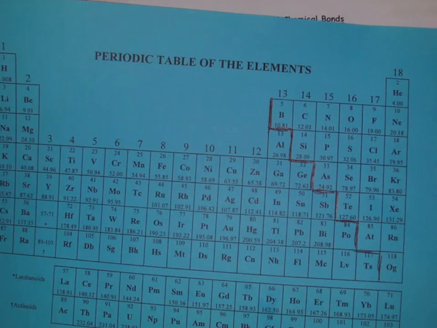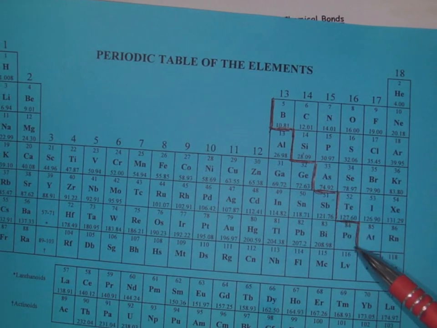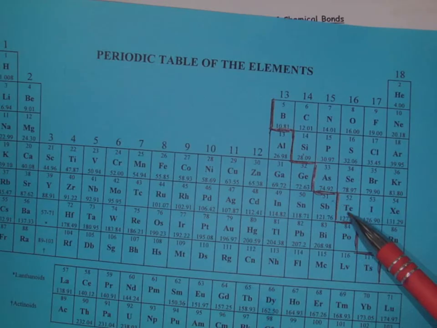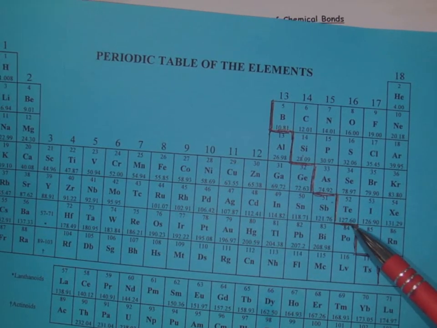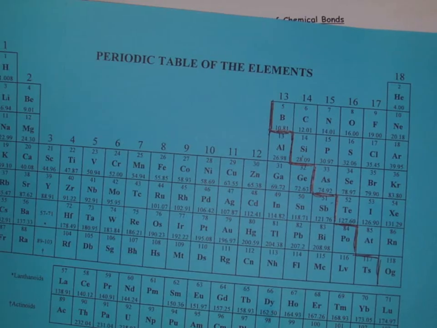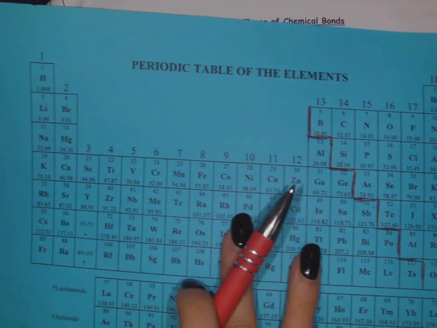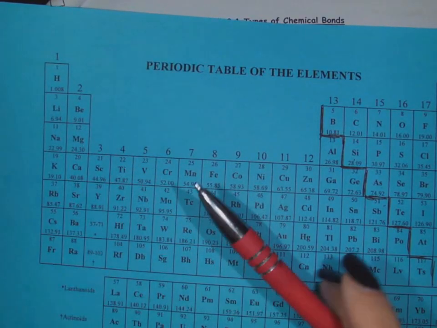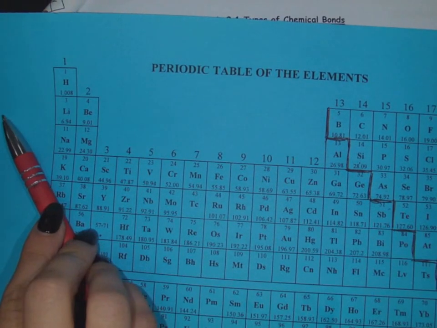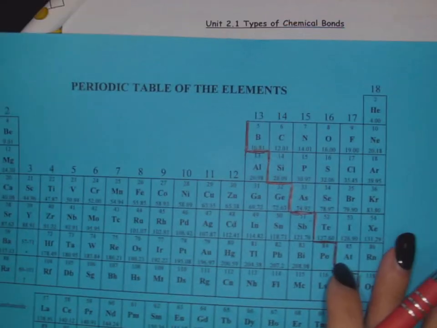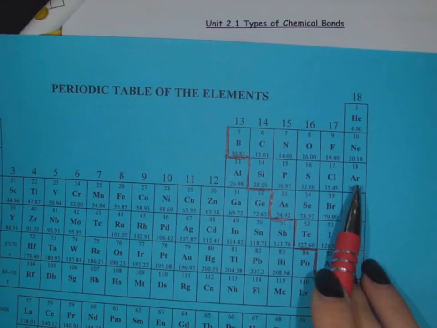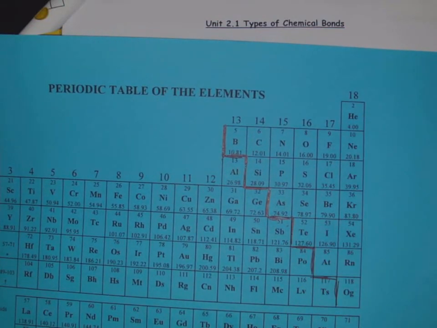Now, there are elements that are touching this line, not all of them, but a good chunk of the ones directly against the flat edge of this staircase line, and those are metalloids, which have characteristics of both metals and non-metals. And then there's one exception that I can think of outside of those metalloids, and that is hydrogen. Even though hydrogen is to the left of the staircase where the metals reside, hydrogen is in fact a non-metal. But all these guys over here are non-metals, okay?